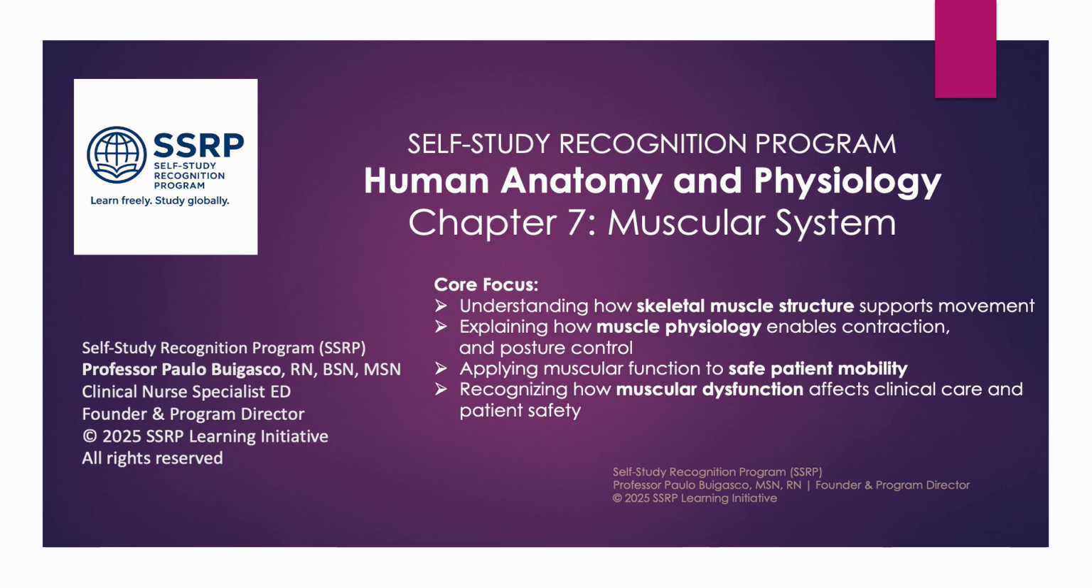For NCLEX style application, learners must recognize that muscular dysfunction often presents as difficulty with transfers, ambulation, and posture control. Early identification of these deficits is essential in preventing injury and promoting recovery. Throughout this chapter, emphasis will be placed on understanding muscle tissue organization, contraction physiology, and major functional muscle groups, while integrating targeted memorization of high yield structures necessary for safe and effective nursing practice.